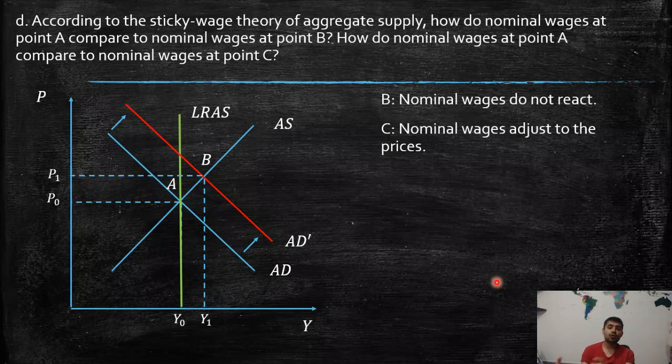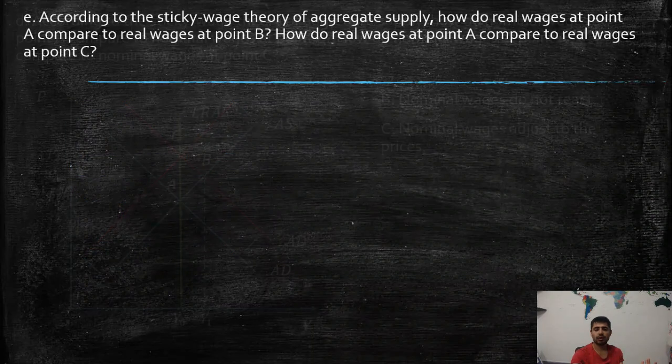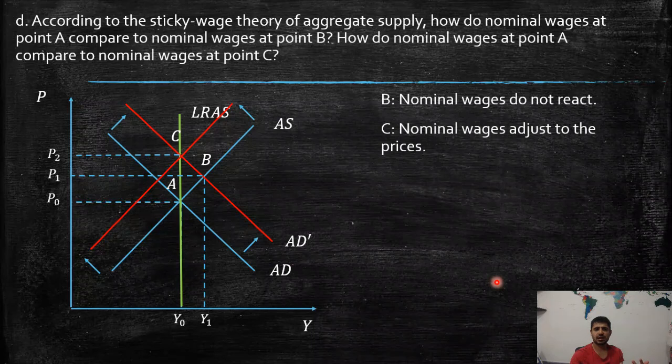If we move to point C, the nominal wages now adjust to the prices. So naturally, they're higher. This is basically about the nominal wages comparing A and C, part.